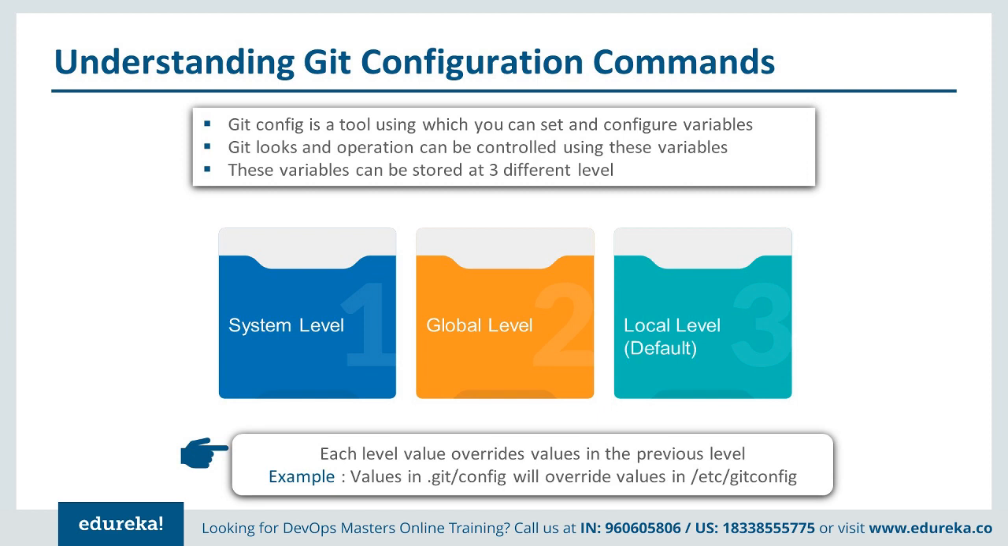For example, it will look at local first, then it will look at global, and then it will look at system. And each level's values override values in the previous level. For example, local will override global, global will override the system, which is also mentioned here. /etc/gitconfig, if you remember, is the system level file, and .git/config is my local level, which is residing in my project directory here.